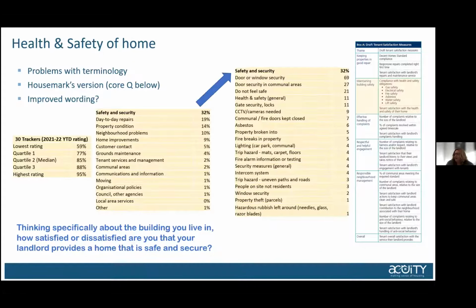And in fact, when you look at the safety and security comments, we've got different things that were probably not intended to be in the question. So those 32% of comments break down like that. There's a lot around window and door security. So there is a lot of value in this question, but it might not be answering particularly what the regulator wants. So I think that there'll be some change here.